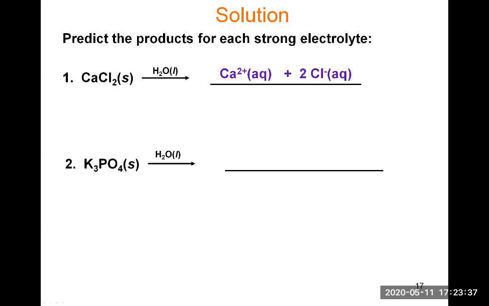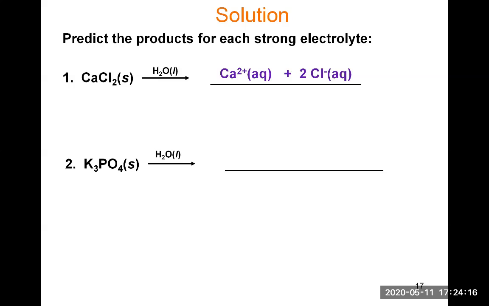Now K3PO4 is a salt, again, a solid. When placed in water it will also completely dissociate because you have been told it's a strong electrolyte. And strong electrolyte means they completely dissociate into ions. So that means you need to retrieve the ions that make up this ionic formula of K3PO4. So undo the formula again by looking at what kind of ions K is making.